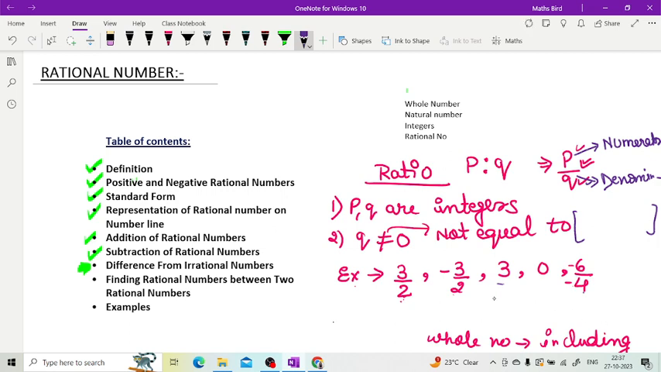Now think, if I am writing here 3, we can write it as 3/1. 3/1 means nothing, that is 3 only. So 3 can be written as 3/1. So it can be written in the form of p by q. That's why 3 is also a rational number. Why 0? 0 is nothing.